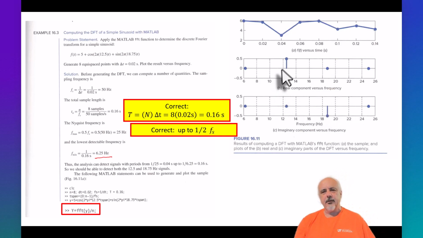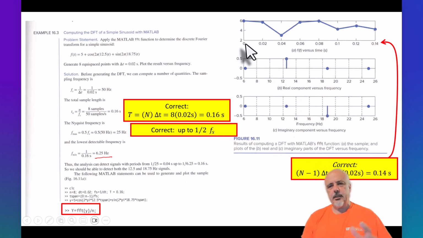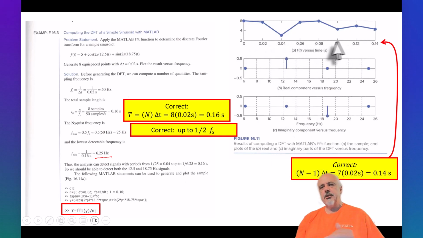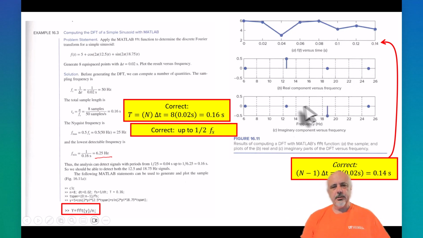So you only have a 2nd harmonic for cosine, the real part, and then you have a 3rd harmonic for sine, which is going to be the imaginary part, and then 0 for both real and imaginary in the 4th harmonic. And remember that this is correct. The data shown goes from 0 to 0.14. It doesn't go all the way back to 0.16.